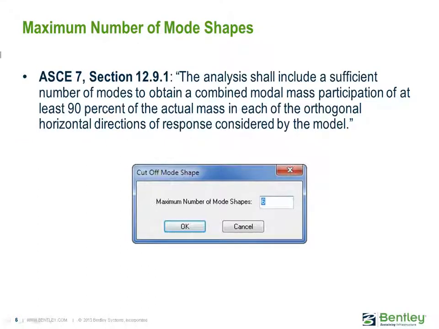Before we perform the dynamic analysis in STAAD.Pro, we will first enter one more command, which is the cutoff mode shape command. In STAAD.Pro, you can use this command to instruct the program to extract the specified number of modes during a modal calculation, response spectrum analysis, and time history analysis. We will start with an assumed number of modes to analyze for the sample building structure. Then, after we perform the analysis, we will review the results and the mass participation for the model. If the mass participation is less than 90%, we will increase the number of modes and then reanalyze it to be in compliance with the ASCE 7 section 12.9.1.